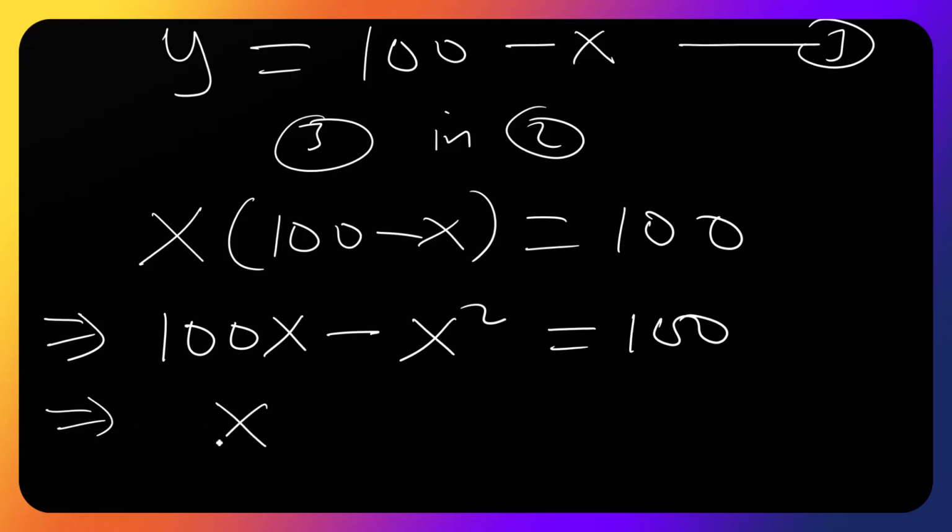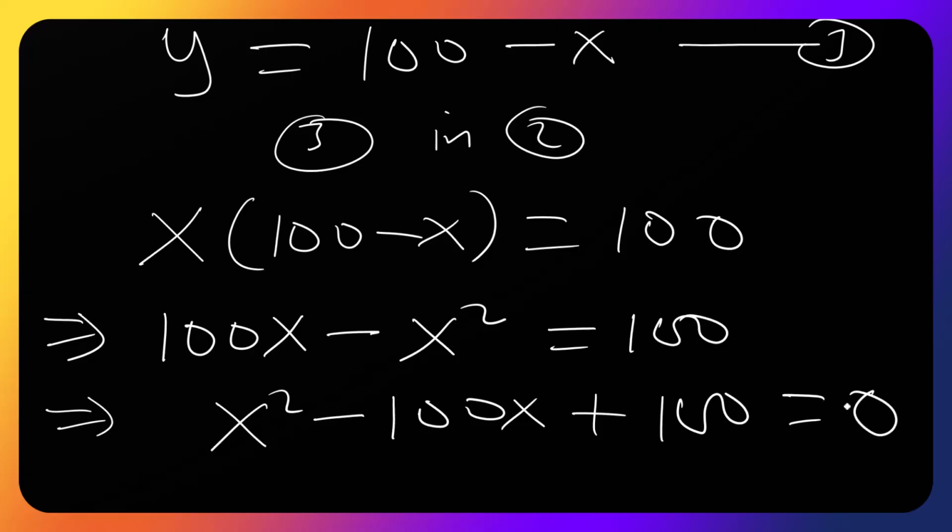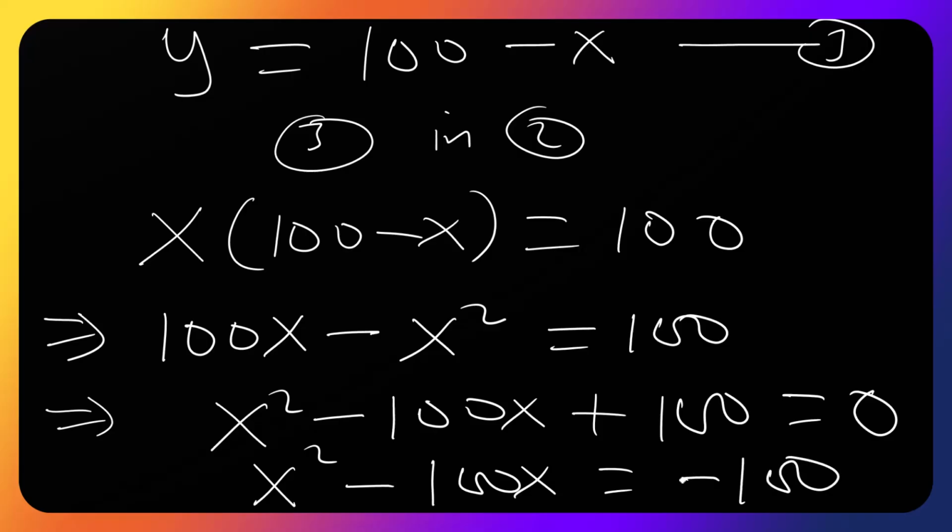So that will be x squared minus 100x plus 100 equals 0. Alright, so let's go by the method of completing the square. So that will be x squared minus 100x equals minus 100.